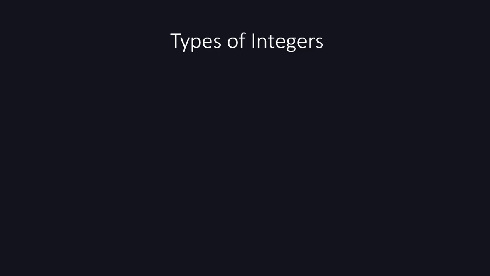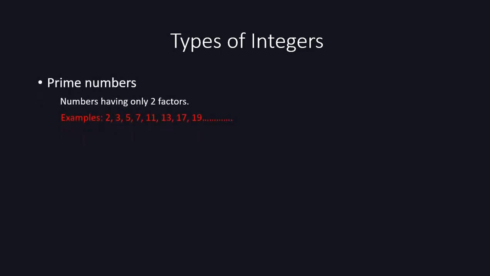Now, these types of integers that we're going to be discussing are very simple, and I'm sure that you're already familiar with them. One set of numbers is called prime numbers. These are numbers which only have two factors. They do not have more than two factors. They do not have less than two factors. Examples of prime numbers include 2, 3, 5, 7, 11, 13, 17, 19, and so on. Take 17, for example. It only has two factors, 1 and itself. Another important fact about prime numbers is that they are always positive.